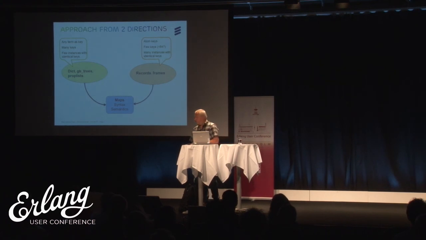We have an approach for maps from two directions. You have one map which is here. You can have any term as a key, you can have many keys, hundreds, thousands, typically a few instances with identical keys. You can compare that with dict and GB trees, and prop list is maybe somewhere in between.